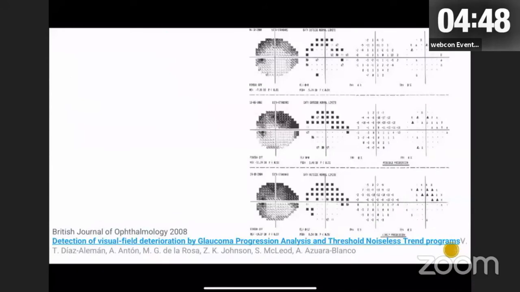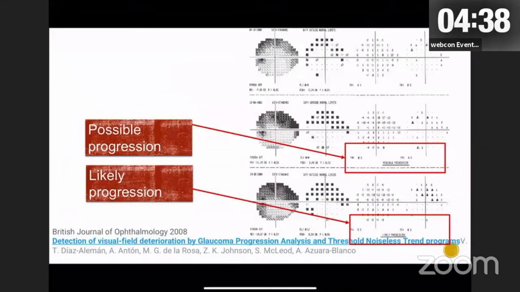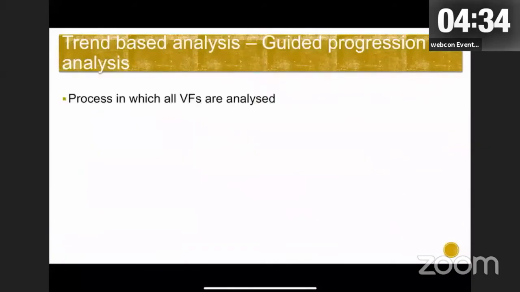Now, this is the further part of the event-based analysis. If you can place as many fields as possible, here you can see the message of possible progression and likely progression. But the problem is that here we don't know the amount of the progression or the rate of the progression. So that was taken care of in trend-based analysis.